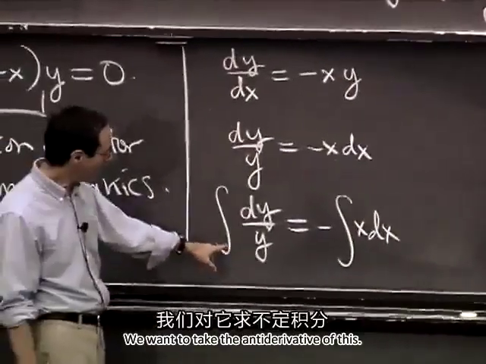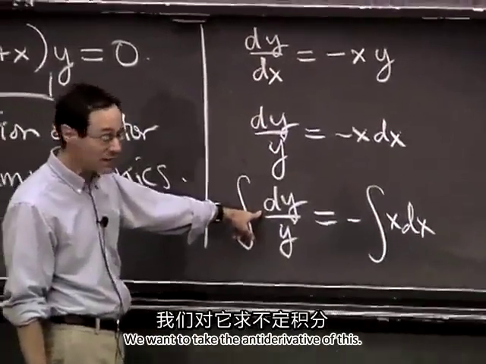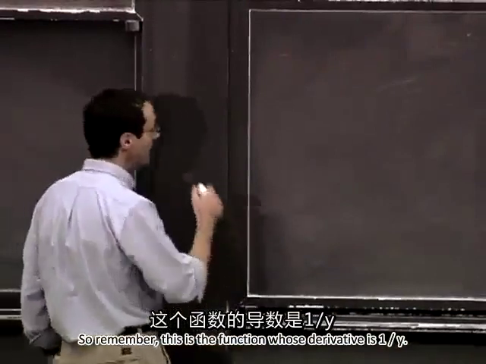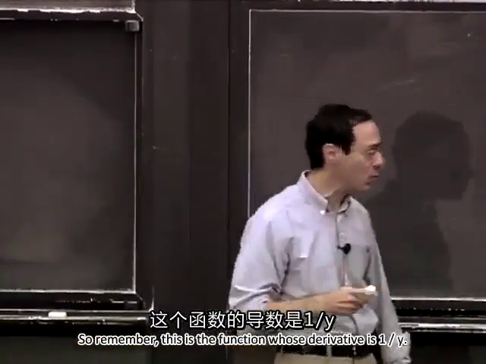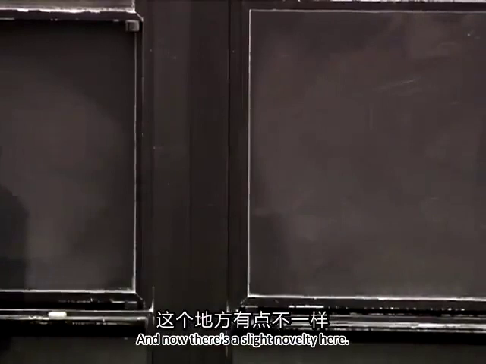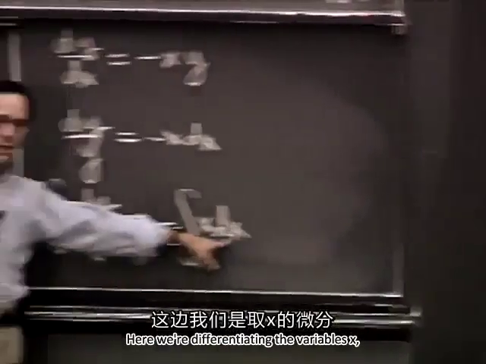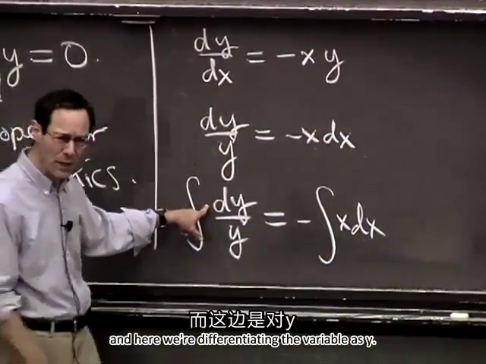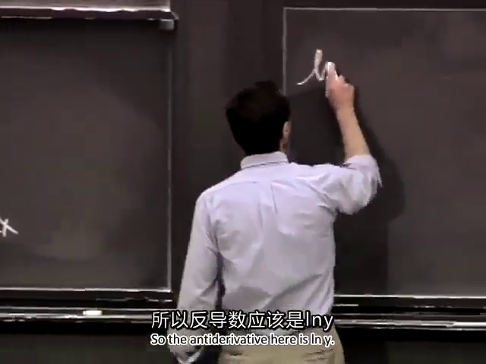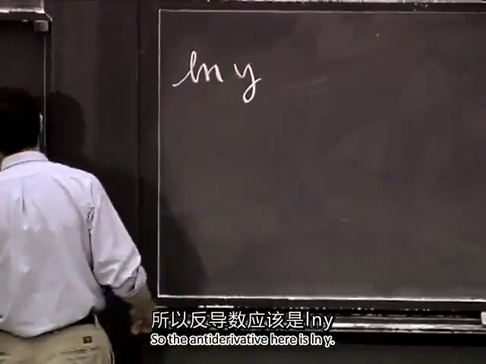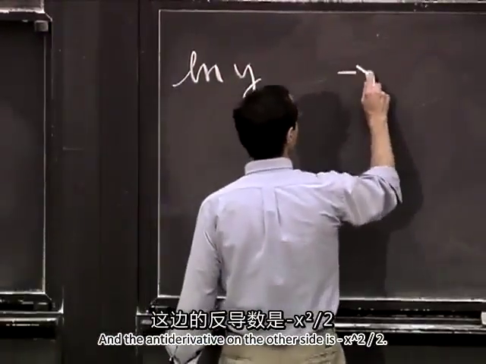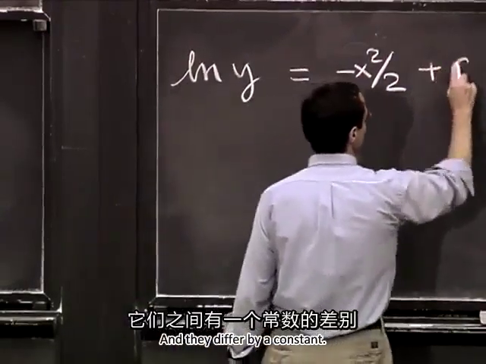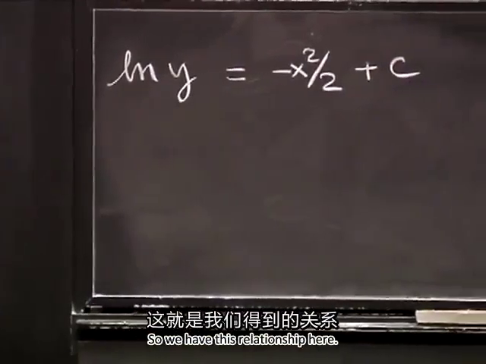so let's go back. We want to take the antiderivative of this. So remember, this is the antiderivative. This is the function whose derivative is 1 over y. And now there's a slight novelty here. Here we're differentiating the variable as x, and here we're differentiating the variable as y. So the antiderivative here is natural log of y, and the antiderivative on the other side is minus x squared over 2, and they differ by a constant. So we have this relationship here.